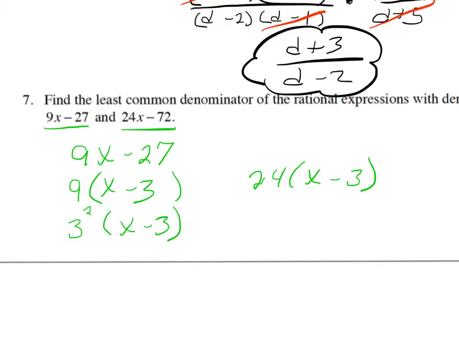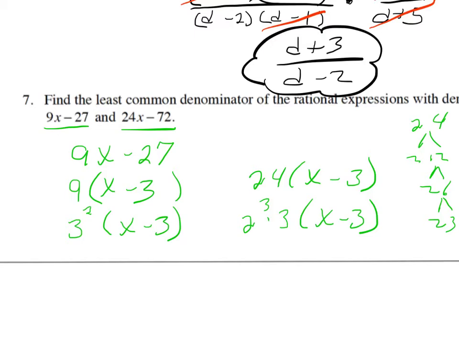Now let's take that 24, and you might want to do a factor tree on it if you need to. 2 goes into it 12, 2 goes into that 6, 2 goes into that 3. So there are three 2's and a 3. It's going to be 2 to the third times 3 times x minus 3. All right, now let's make an inventory of each of these factors. Let me change to a different color. I have a factor of 3, a factor of x minus 3, and a factor of 2. That looks pretty good.